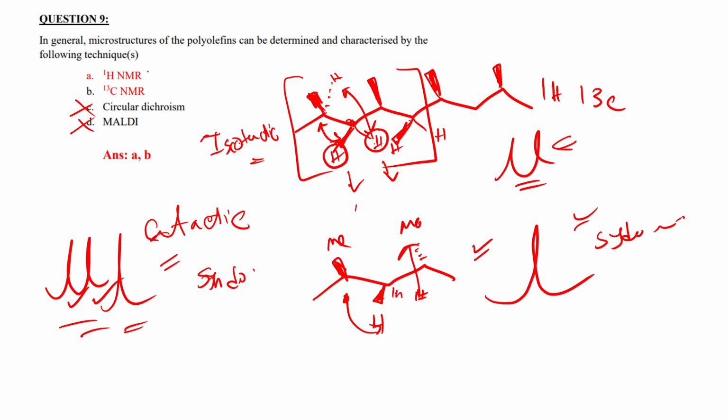Proton NMR can do the job, and to identify which proton is which, we need an experiment to confirm that this proton is connected to this one. For that, a correlation experiment would help. With this technique only, we can determine the microstructure of your polymer.